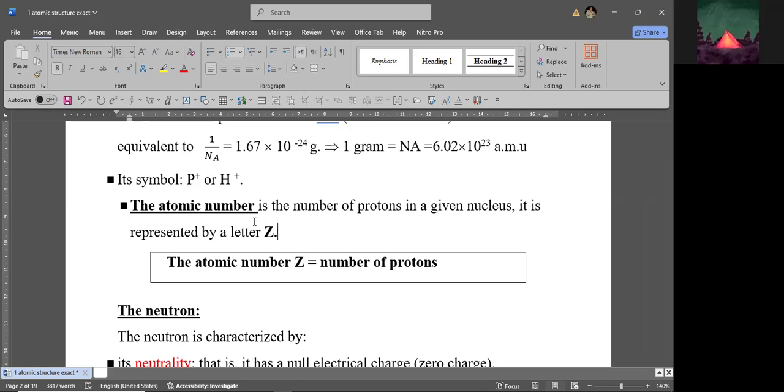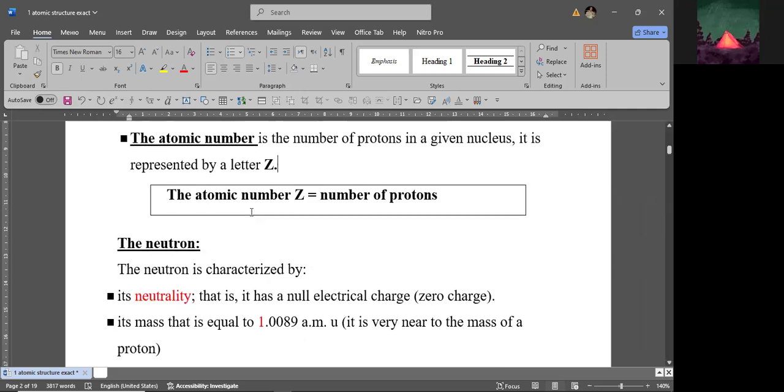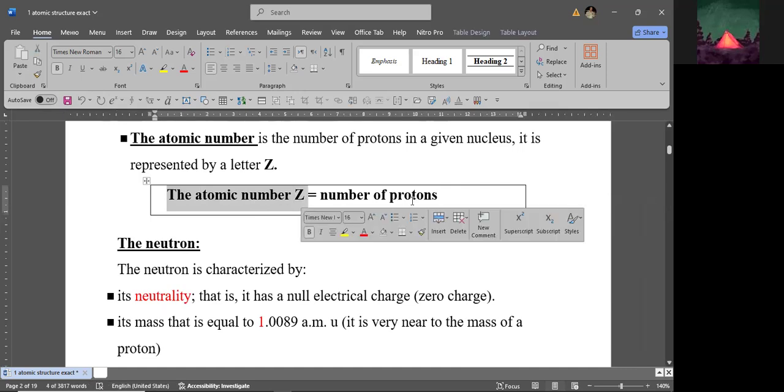Now we will come across two things: the atomic number and the mass number. Every atom is characterized by two numbers, an atomic number and a mass number. The atomic number represents the number of protons. And the mass number is the number of nucleons. We will talk about that later. So we have to memorize this definition. What do you mean by atomic number? It is symbolized by Z. It's the number of protons.